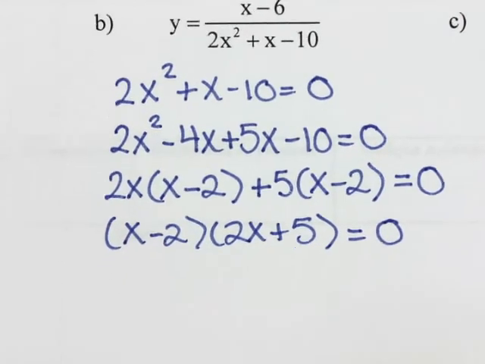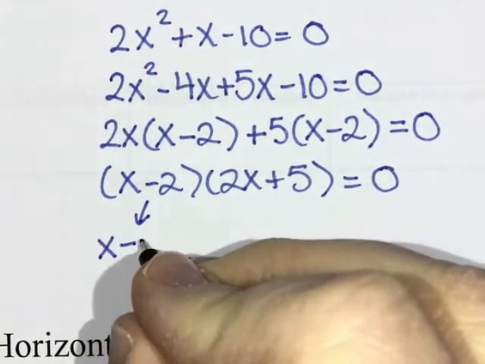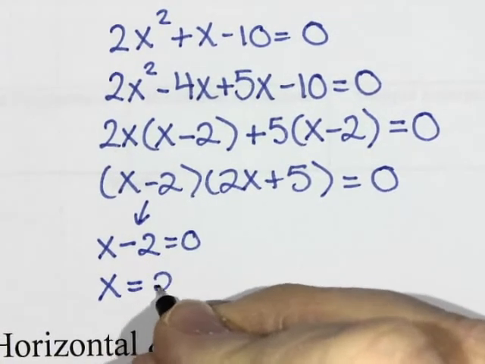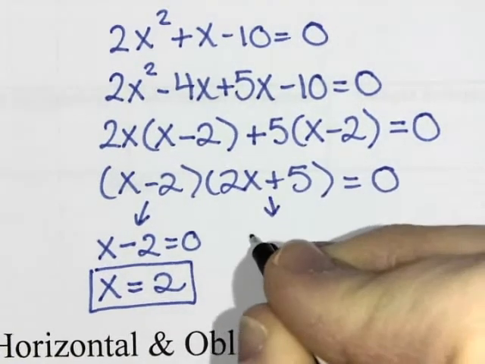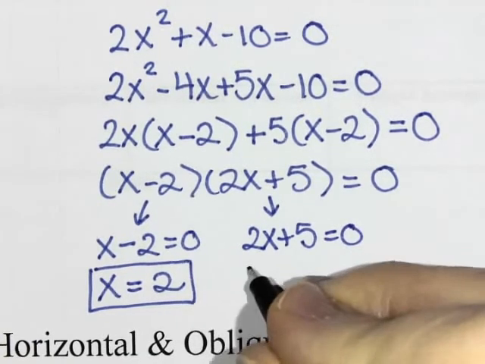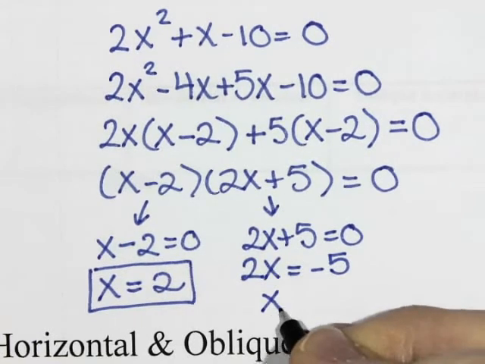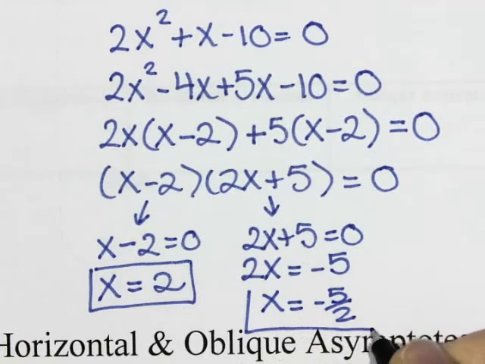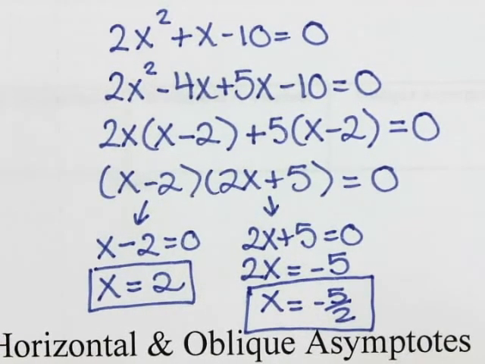Okay, so once it's factored, we're going to look at what makes each part 0. So what makes x minus 2 equal 0? That would be positive 2. And then for 2x plus 5, what makes that equal 0? I would subtract 5 to get 2x equals negative 5, and then divide by 2 to get x equals negative 5 over 2. So this one has two vertical asymptotes, one at 2 and one at negative 5 over 2.